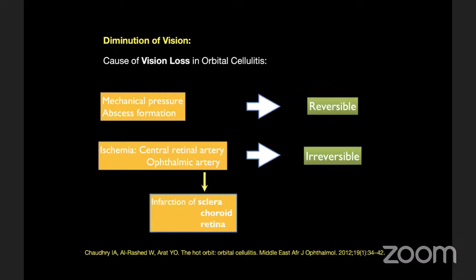Now, when there is an abscess pressing onto the optic nerve fibers, and if that abscess is drained, the pressure is released, obviously that would become more reversible. So the blurring of vision would improve. But in certain progressive conditions, what can happen is there can be ischemia of the central retinal artery and the ophthalmic artery. There are reports which speak of that, and in that case, that blindness would be irreversible.